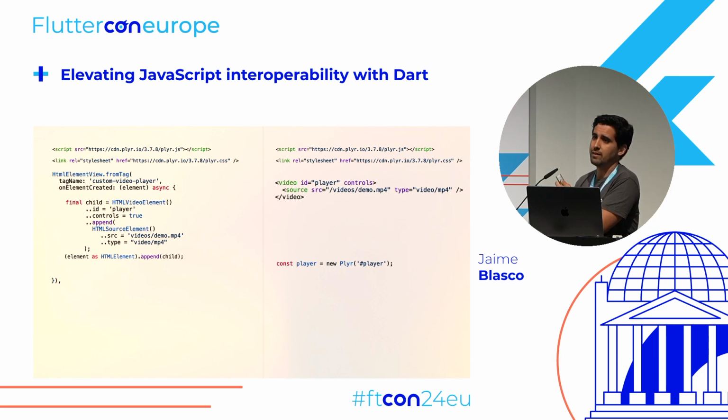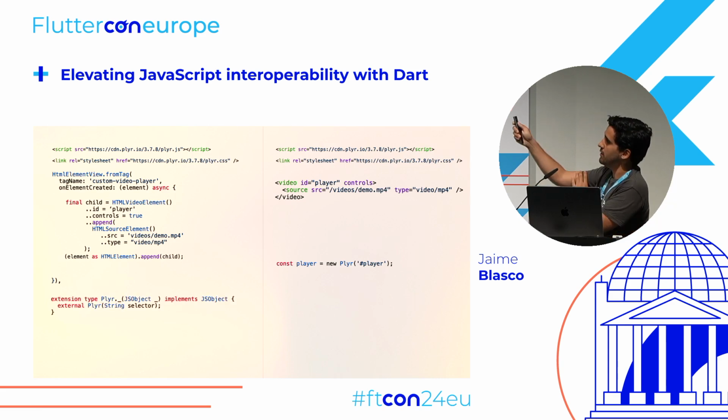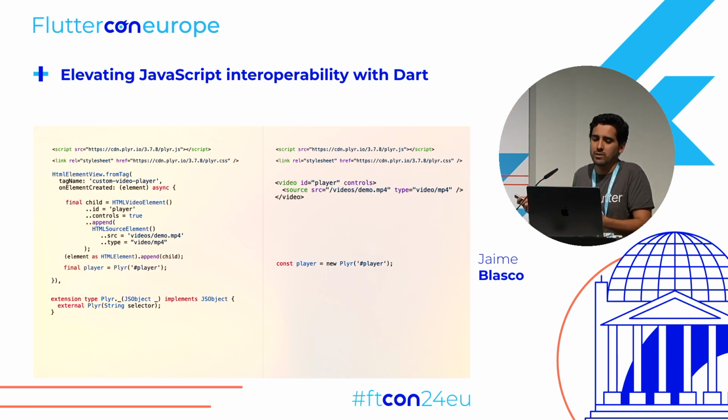To create the interface for the player object, we are going to use an extension type, as we saw before. So we just have to create the extension type Player that extends a JS object. There is only one constructor with a string as a parameter, so we create a constructor with a string as a parameter. Then, the same as we initialize it here, we can initialize it in Dart, so it's final player equals Player, and with these 3 lines of code, we'll be able to use the library inside Dart.